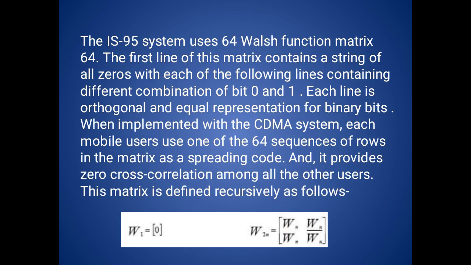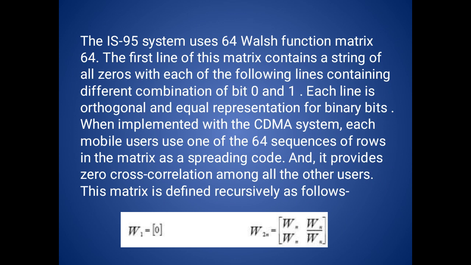Like this. The IS-95, International System 95, uses 64 Walsh functions, using the matrix 64. 64 in the sense 8 into 8. It contains 8 rows and 8 columns. You already know about matrix formation, so I need not explain. A matrix is a collection of similar kind of elements which are arranged in the form of rows and columns. And you know, rows into columns will represent the order of the matrix. n into n, 8 into 8 will be 64.